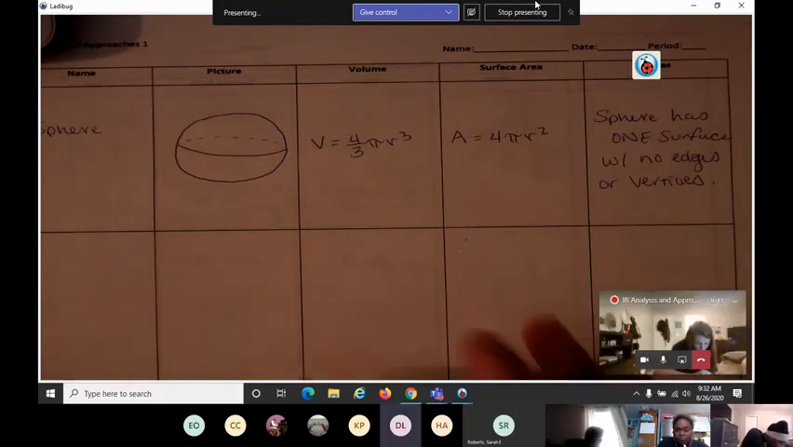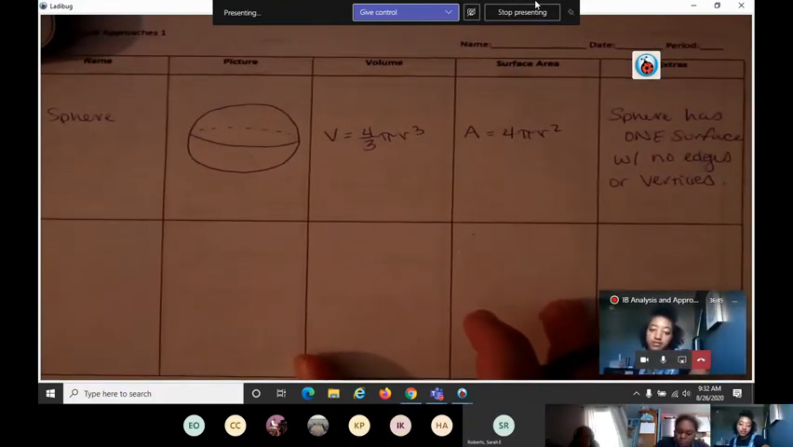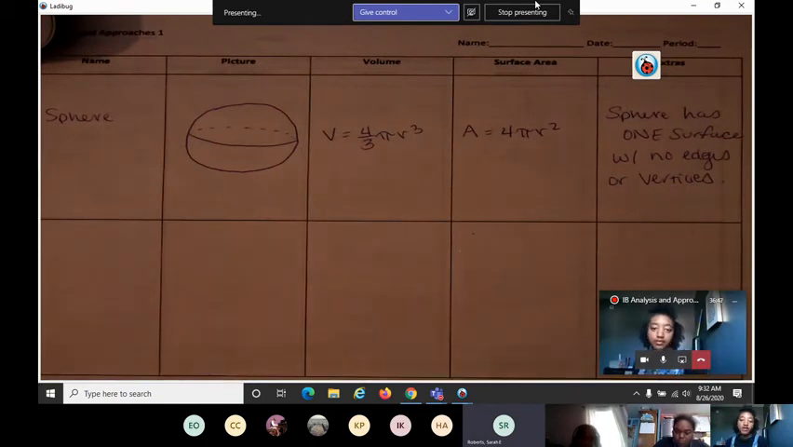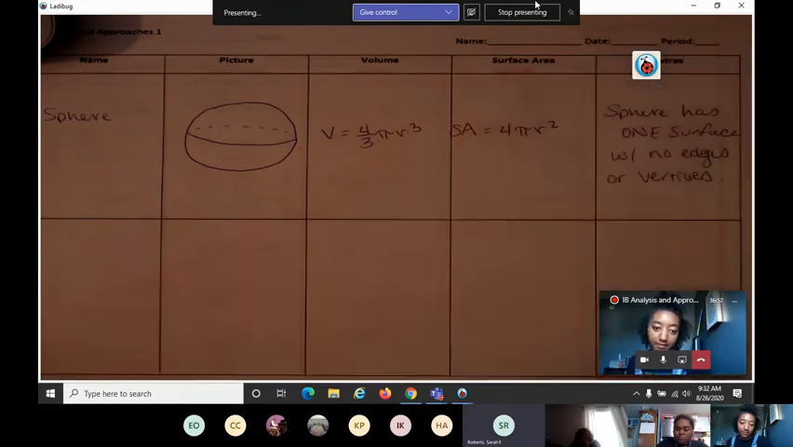Is that supposed to be surface area or just area? Can you say that louder, Delia? I'm sorry. Is that supposed to be surface area or just area? Surface area. Area has to be surface area in a sphere's case.